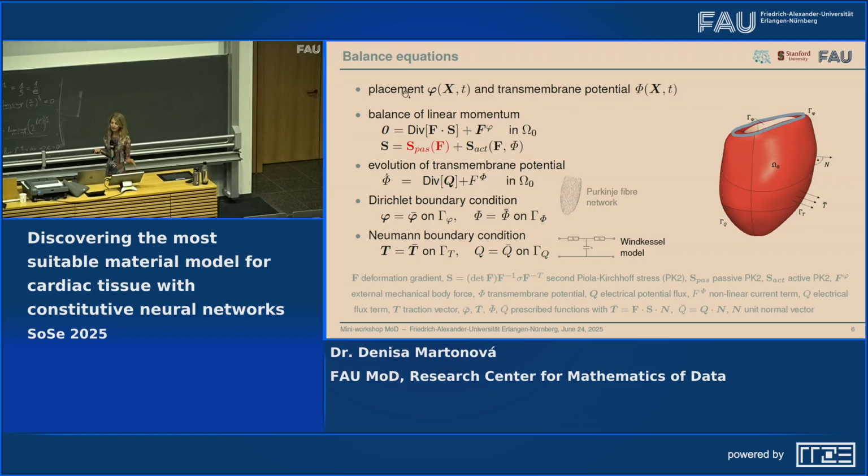on the time. Then, of course, we have to have some boundary conditions, like the Dirichlet boundary condition. This means that we have to fix the heart somehow in place, or we have to define interaction with surrounding tissue. And Neumann boundary condition means that first we have to define traction, and secondly, also we have to define blood flow. This is usually modeled with the Windkessel model, and this simply means that we prescribe pressure on the endocardium. This is the inner wall of the ventricle.